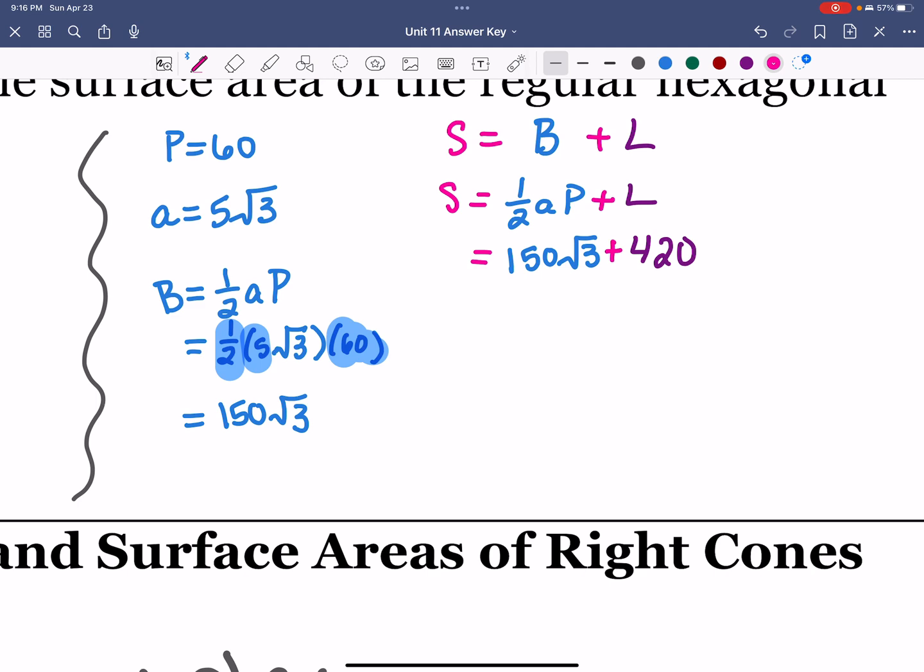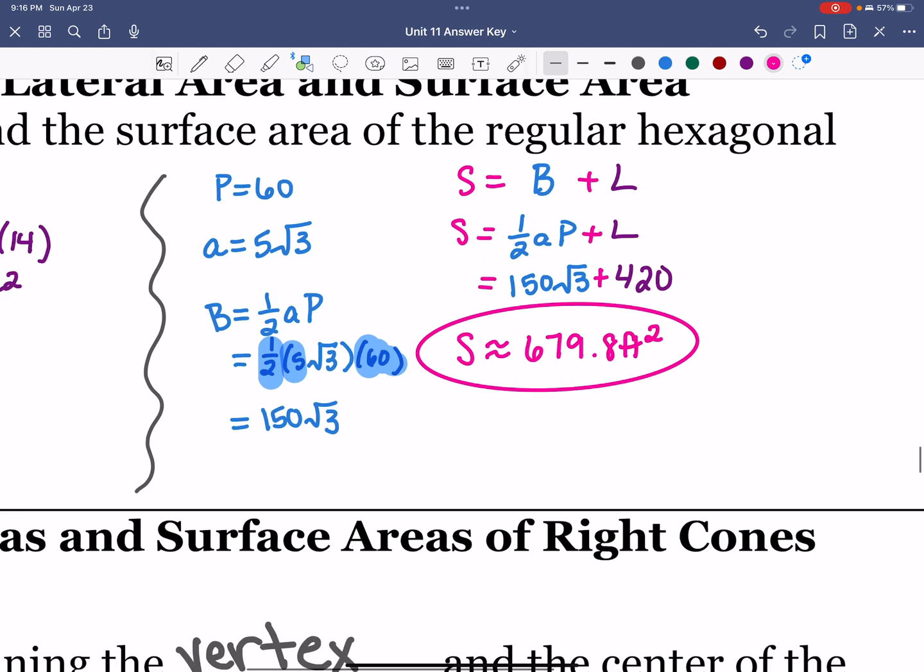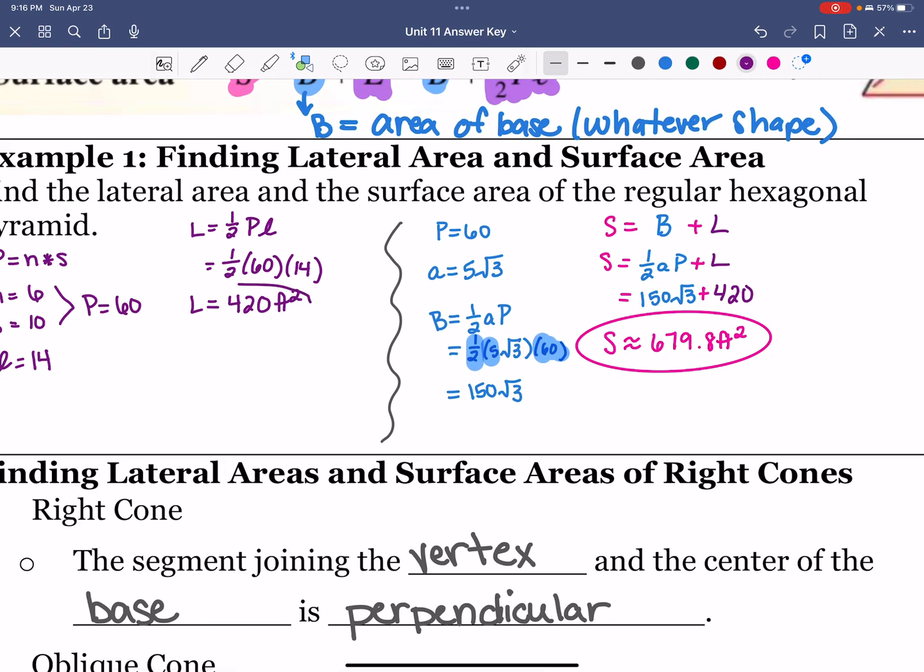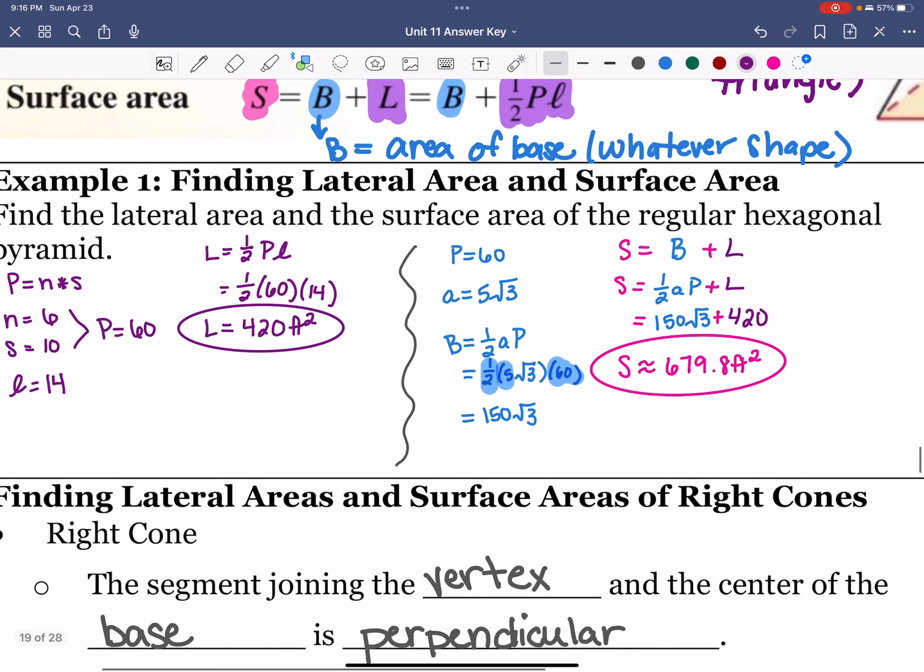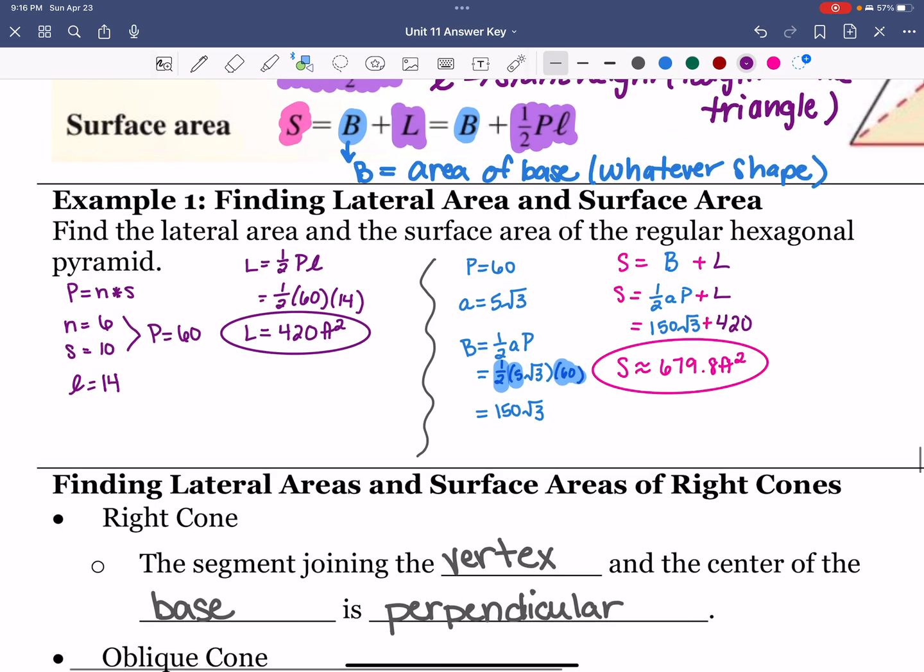And then I'm just going to plug this into my calculator to get my surface area to equal just about 679.8 feet squared. There we go. And that's my final answer. So I have my lovely lateral area over here, I have my surface area there. And there we go. Okay, moving on.